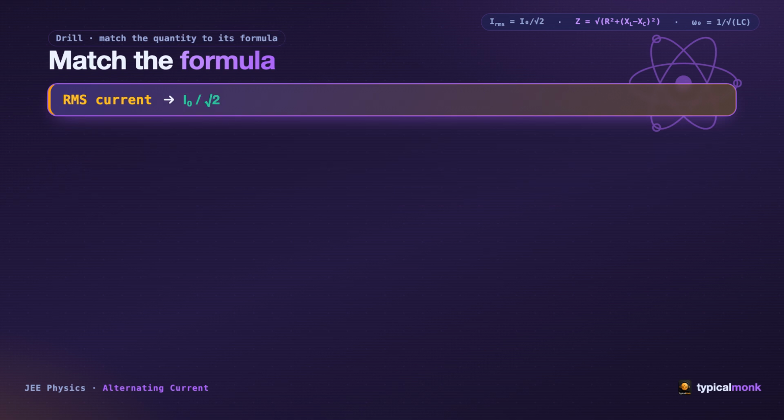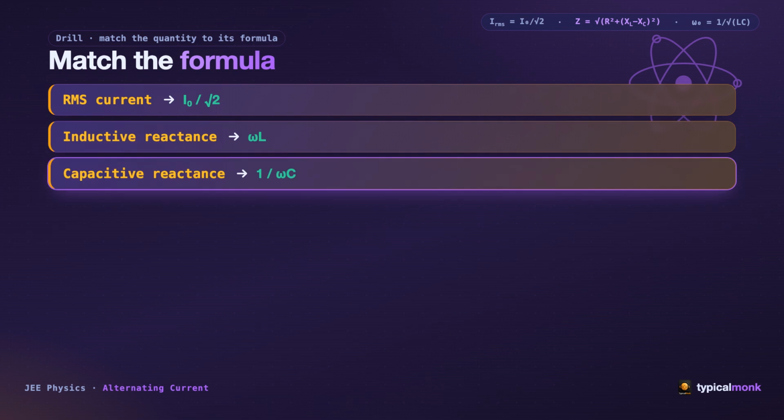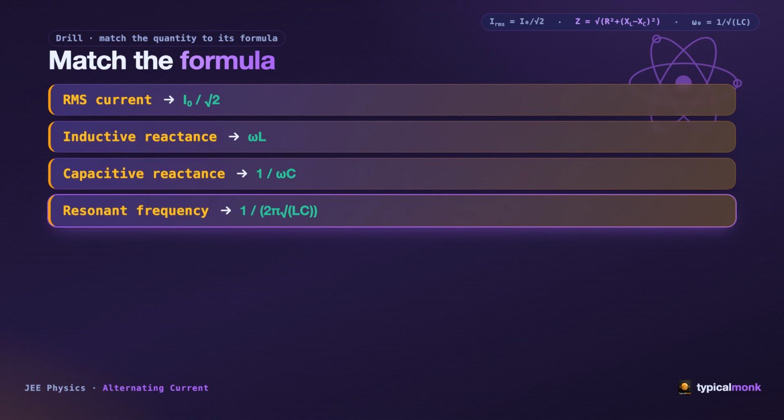Now match each quantity to its formula. The RMS current goes to I naught over root 2. The inductive reactance goes to omega L. The capacitive reactance goes to 1 over omega C. And the resonant frequency goes to 1 over 2 pi times the root of LC. Four pairs, each worth memorizing.